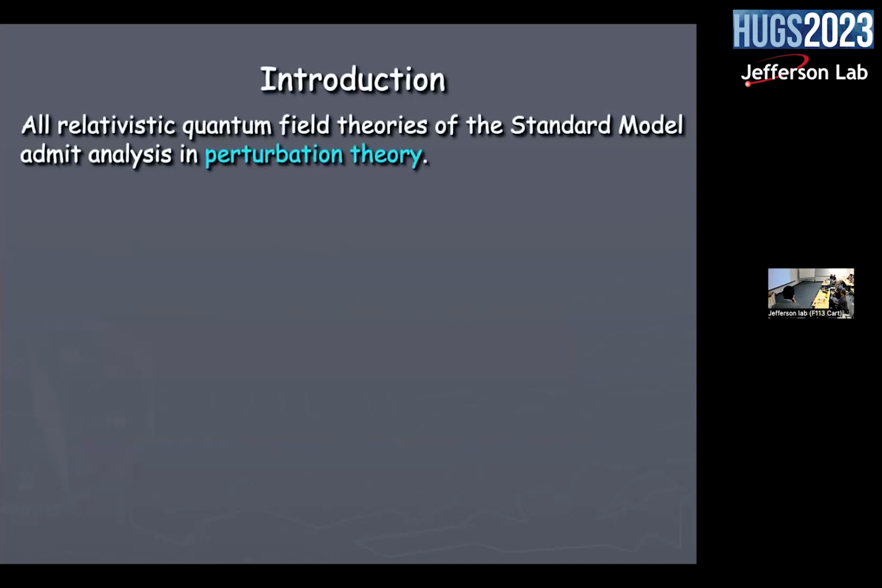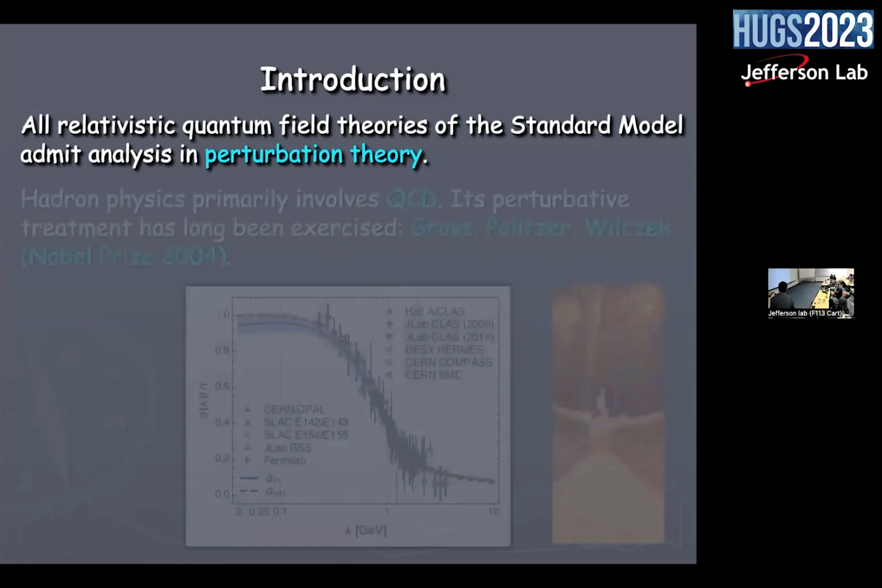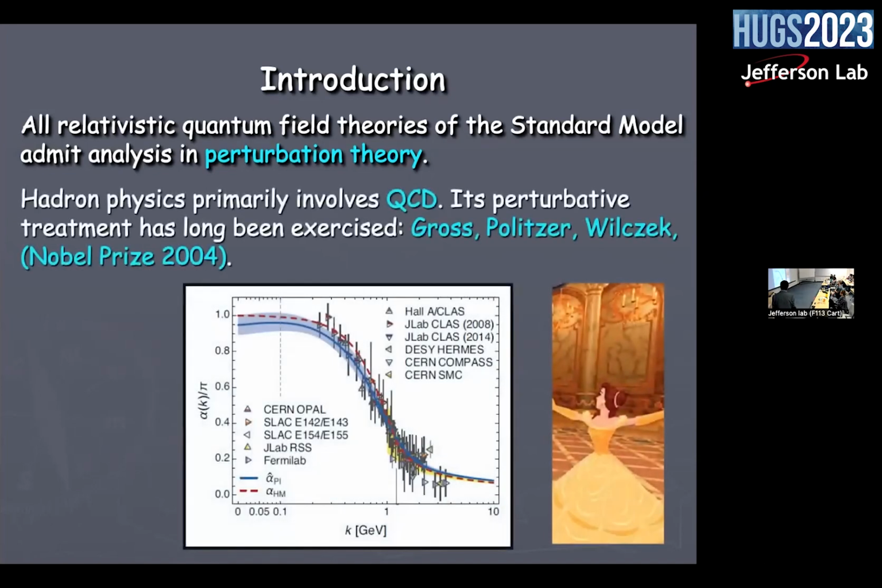Okay. All relativistic quantum field theories, we know the standard models, they admit analysis in perturbation theory. Hadron physics involves QCD, and we know that its perturbative treatment was long known by the initial works of Gross, Politzer, Wilczek, and also 't Hooft and others who probably knew of this perturbative limit of QCD even before them. Okay, so this is where the perturbative limit is.